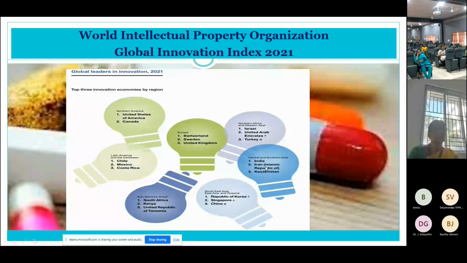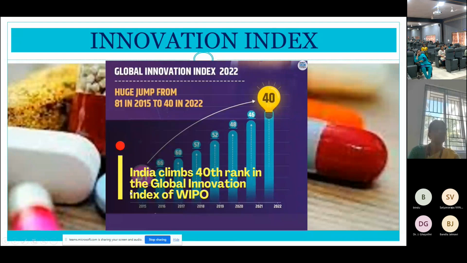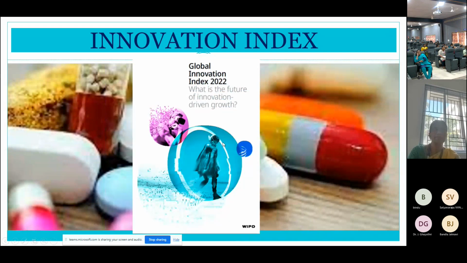In 22, we have jumped. India climbs to 40th rank in the Global Innovation Index of WIPO. From 2015, we were in 81. Now we are in 40. In 2022, we are in 40. A big achievement. We are going for the innovation. This decides the economy of the country also. So based on the innovation, the Global Innovation Index calculates the economy of the countries.